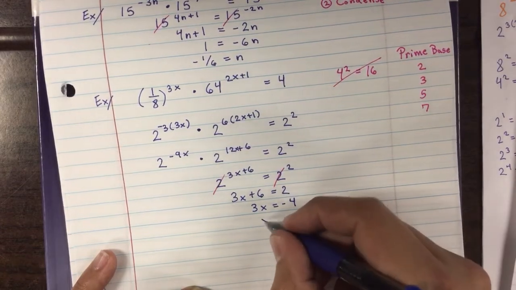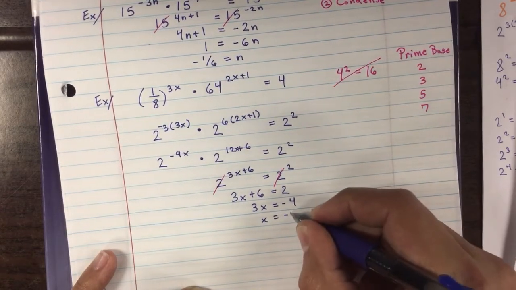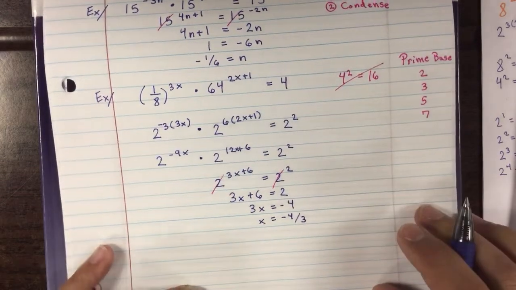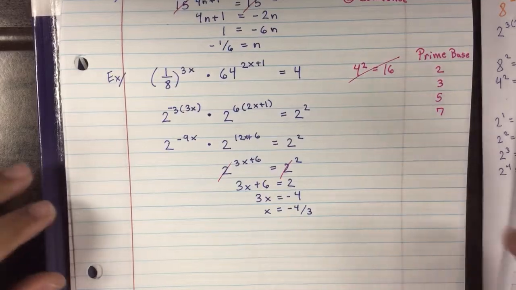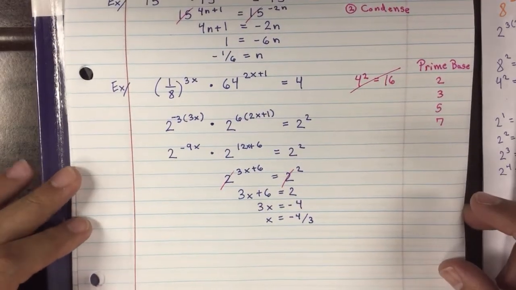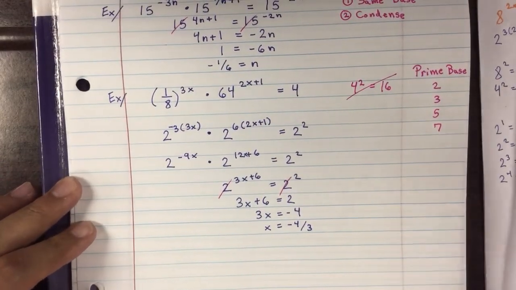And then divide by 3. And there's your answer. Okay? Alright, so 2 more, and we're going to deal with the quotients.